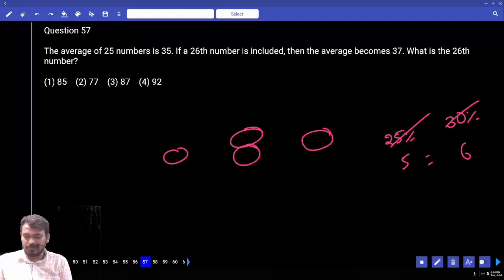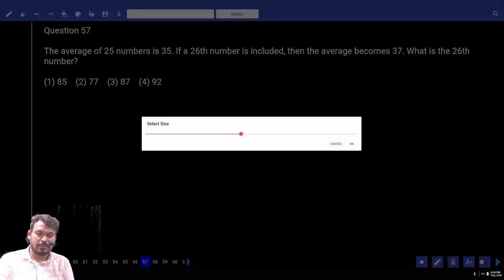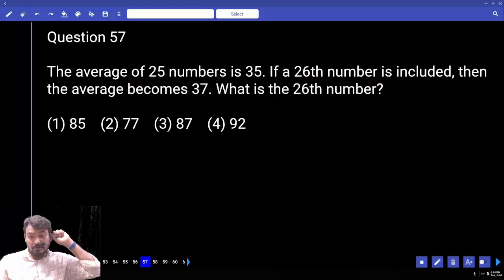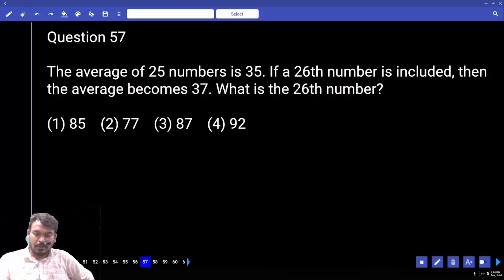Next question number 57. The average of 25 numbers is 35. If the 26th number is included, then the average becomes 37. What is the 26th number? We require the 26th number, which means we require the added number, the joined value. For that joined value, we take the new average plus the increased sum.